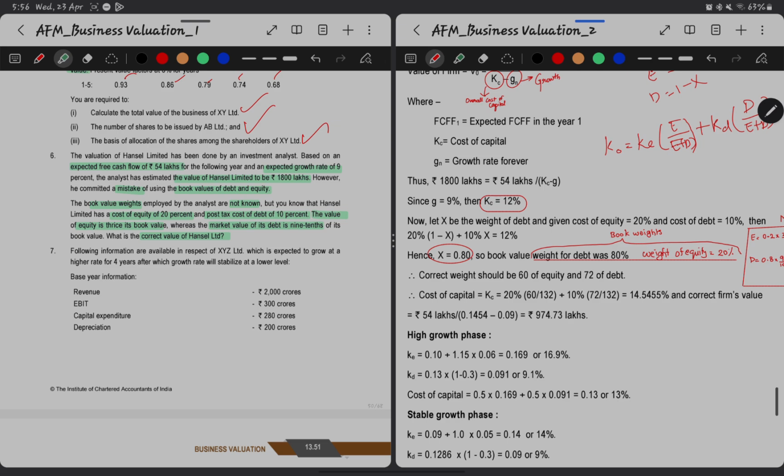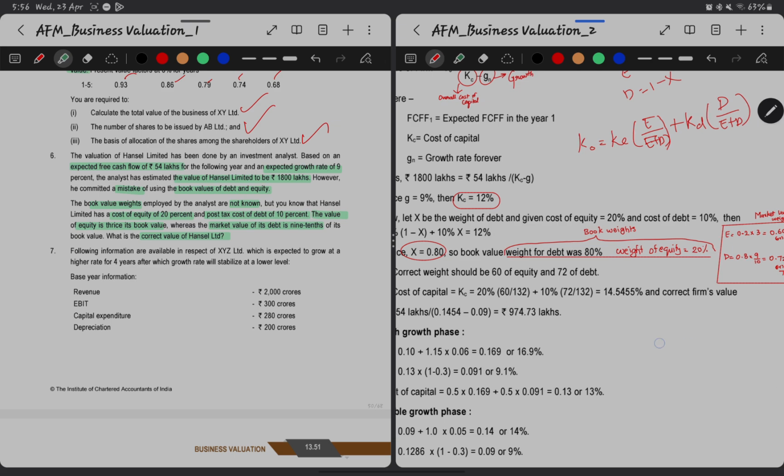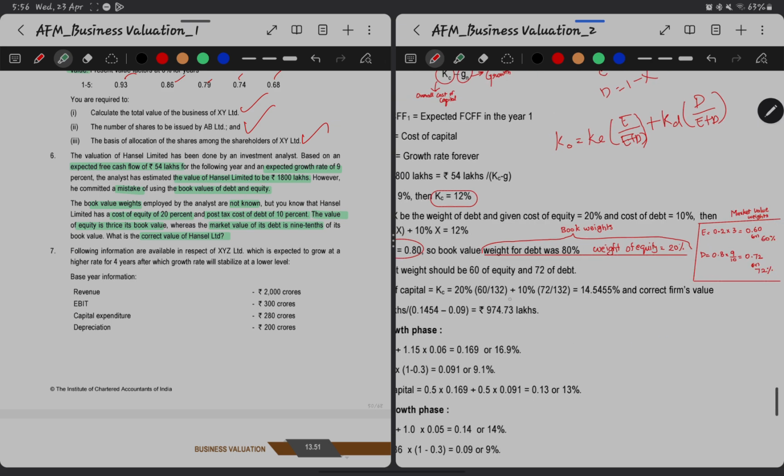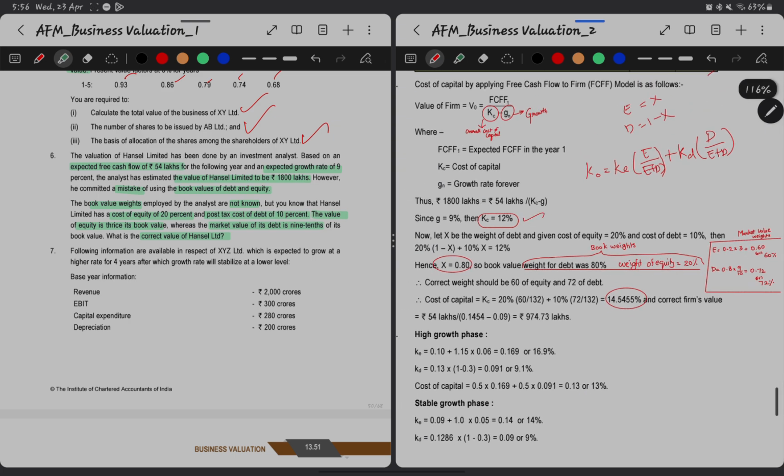Using these weights, the overall cost of capital is 20 multiplied by 60 divided by 132, where 132 is nothing but 60 plus 72, plus 10 percent multiplied by 72 divided by 132, which gave us the overall cost of capital of 14.5455. The 12 percent which we got is based on the book value weights. This 14.5455 is based on the market value weights.